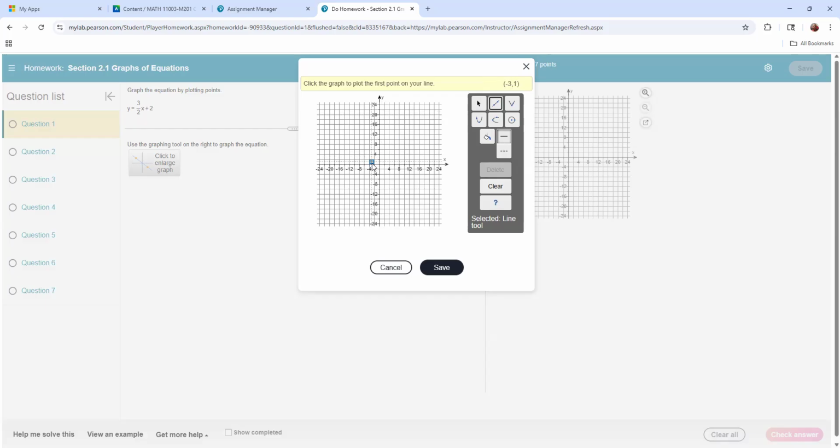So my first one was 0, 2. So I'm going to start at 0 for the x's and go up 2 for the y value. Click that. That's going to put my first point. Then it's telling me to plot my second point. I had 2, 5. So starting back at the middle, I'm going to go 1, 2 to the right and up 5.